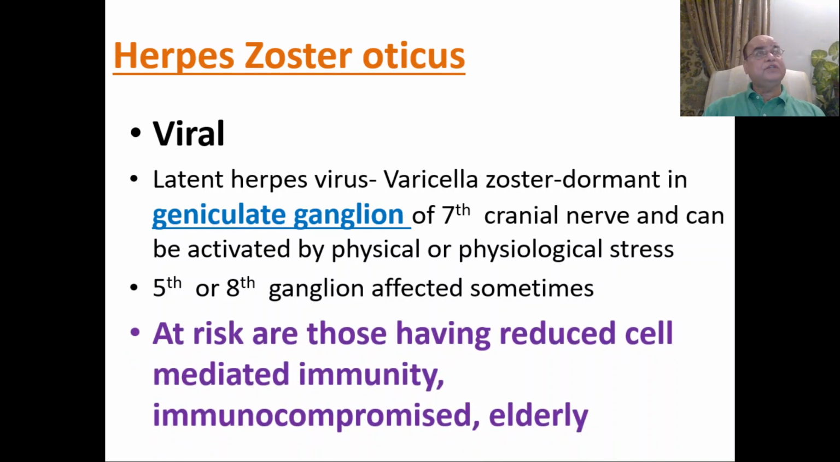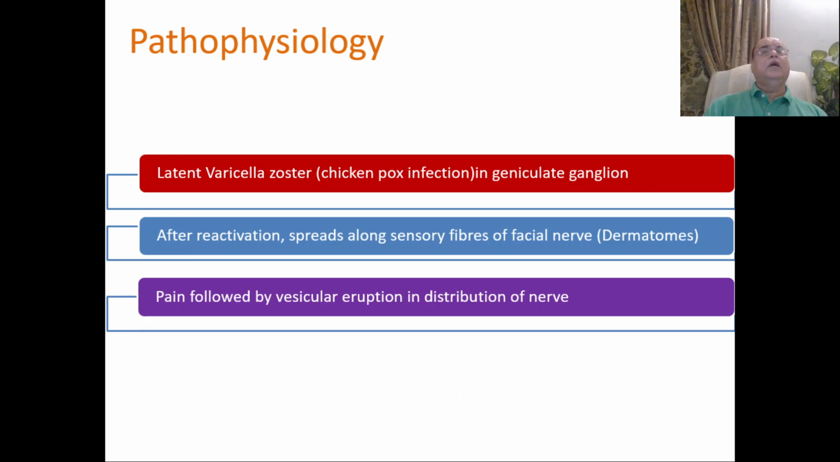The patient will present to you depending on which cranial nerve is being involved. And usually those patients who have reduced cell-mediated immunity are more vulnerable to such viral infections. For example, those patients who have some malignancy and are on treatment with chemotherapy or radiation are usually immunocompromised. And elderly patients have less immunity, so they are more at risk of getting such infections.